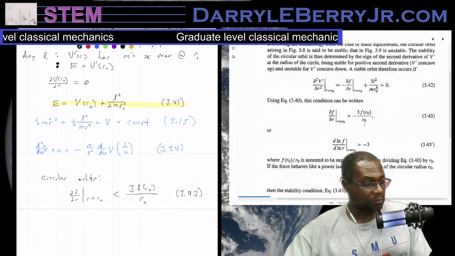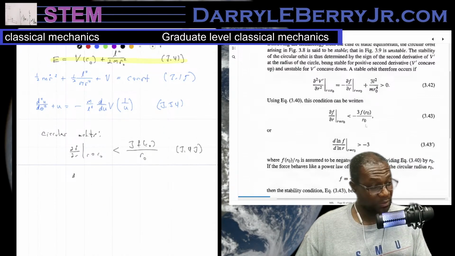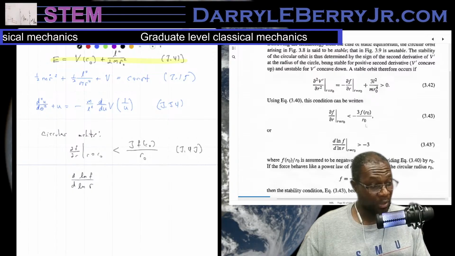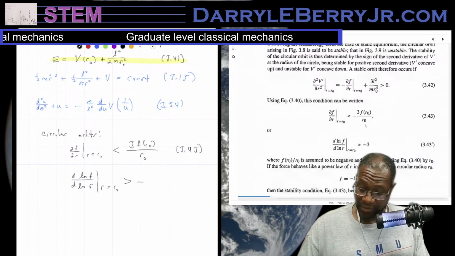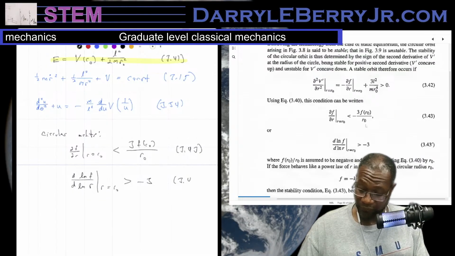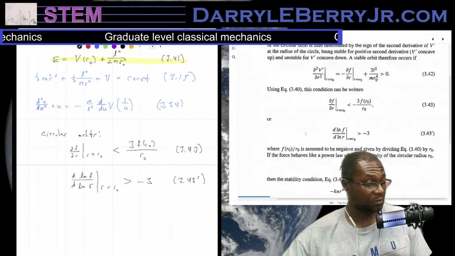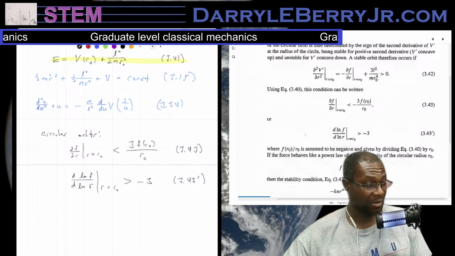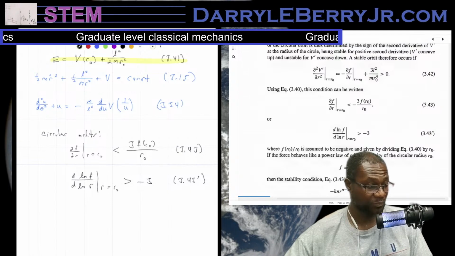They give a different form for dL/dr at r naught, which is greater than negative 3.43 prime, where F(r naught) over r naught is assumed to be negative and given by dividing equation 3.40 by r naught, if the force behaves like a power law of r in the vicinity of the circular radius r naught.